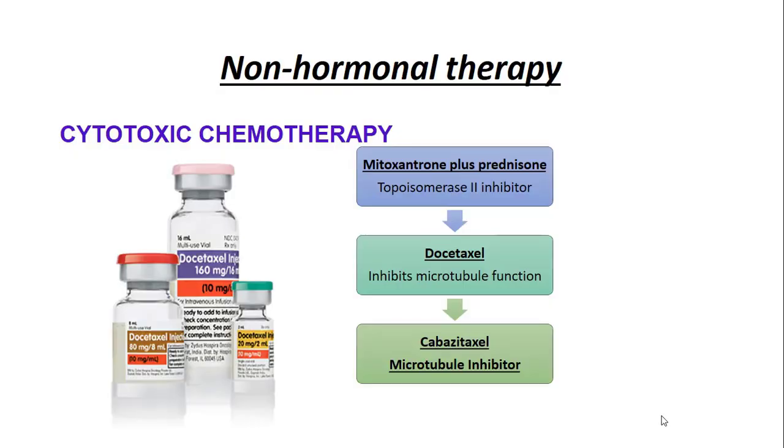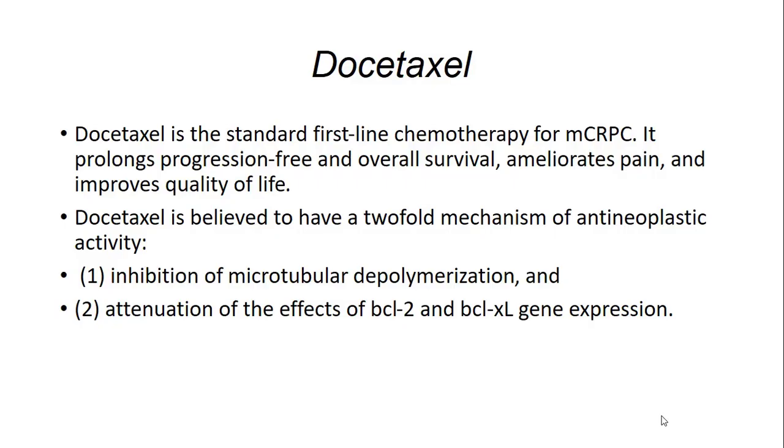So non-hormonal therapy, that is chemotherapy. In this group, we have docetaxel, cabazitaxel, and mitoxantrone. So docetaxel is the standard first-line chemotherapy for metastatic CRPC. It prolongs progression-free and overall survival. It relieves pain and improves quality of life.